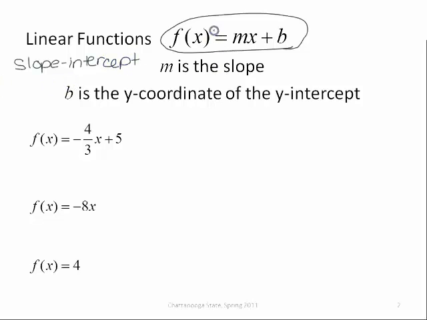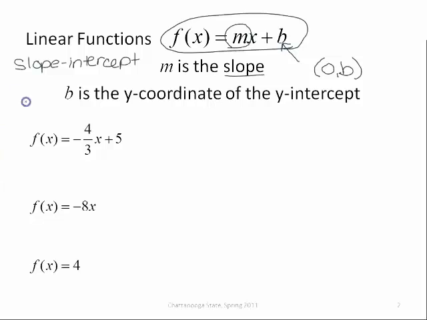We call it the slope-intercept equation because the m in our equation represents the slope of the line, and the b in our equation represents the y-coordinate of the y-intercept. So the y-intercept would be at the point 0, b.